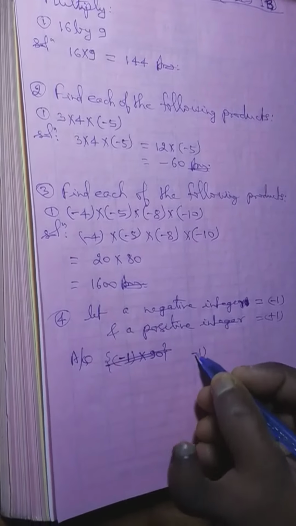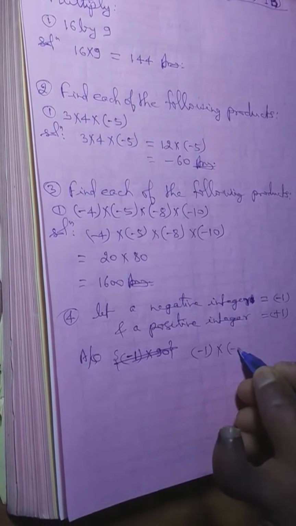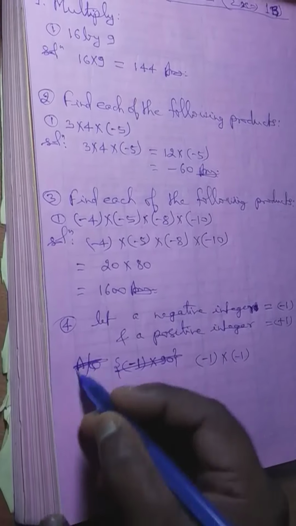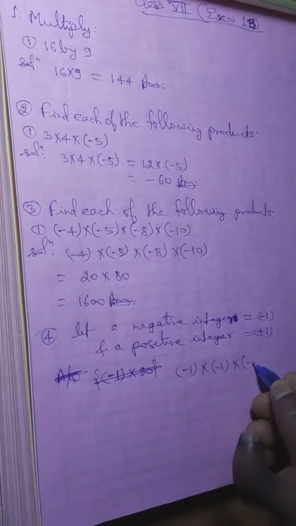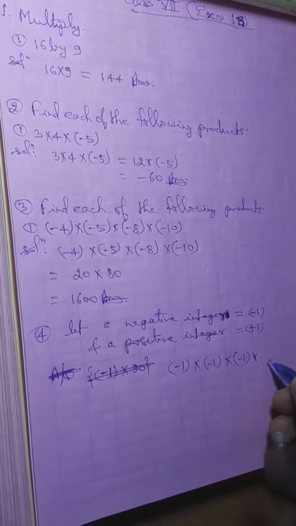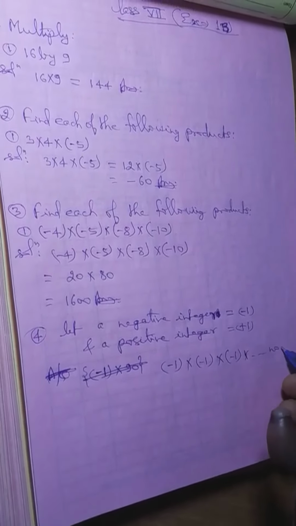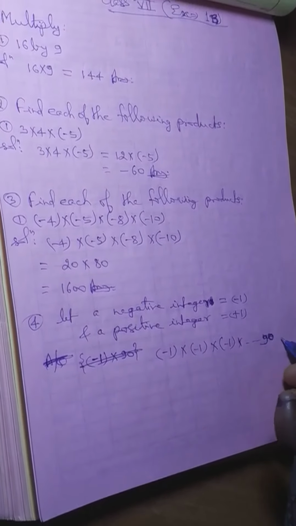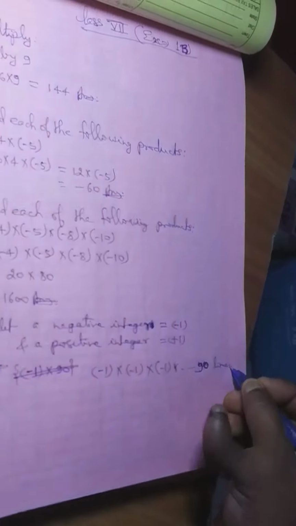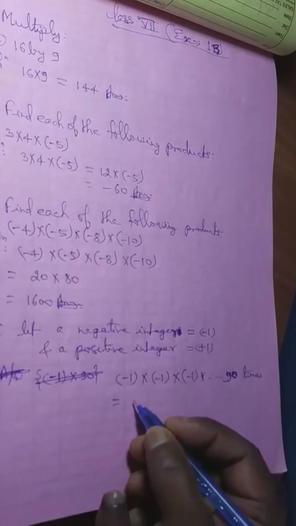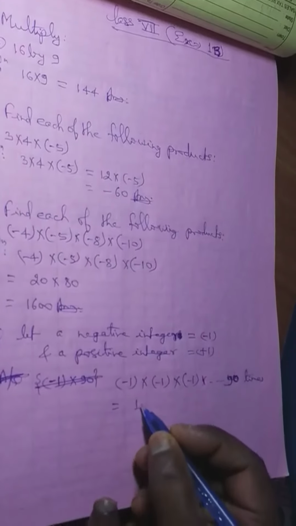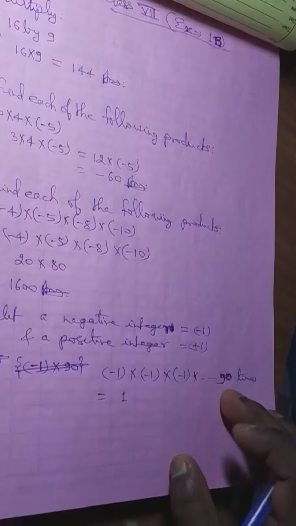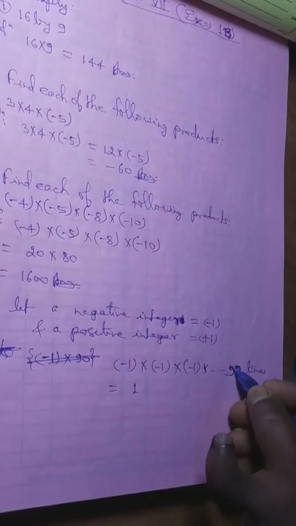Minus 1 is multiplied 90 times. The result is plus 1 because 90 is an even number.